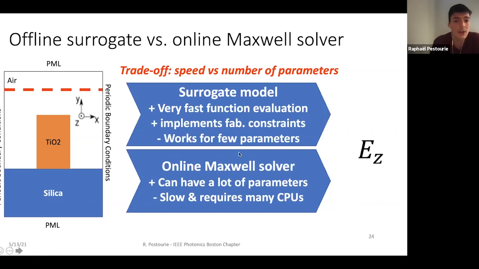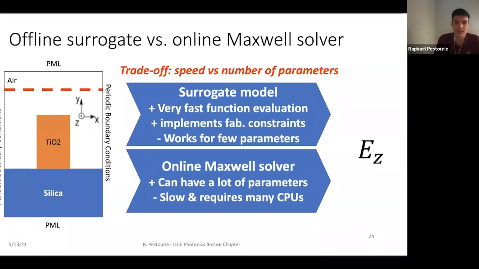But it's very fast. Another approach is to actually keep all those simulations, so you actually solve Maxwell's equations. It's called an online Maxwell solver versus a surrogate model, or an offline surrogate model. In the case of the online Maxwell solver, the good thing is that you still don't need tons of memory, and all those small simulations you can do in parallel. It's an embarrassingly parallel problem. So if you have a few CPUs at hand, it's actually not that big of a deal.